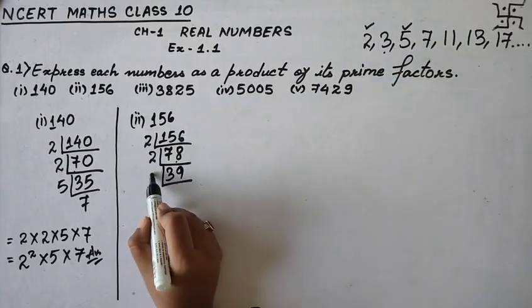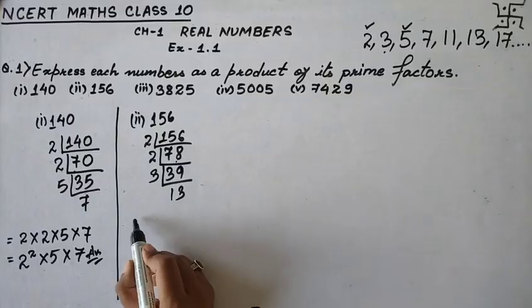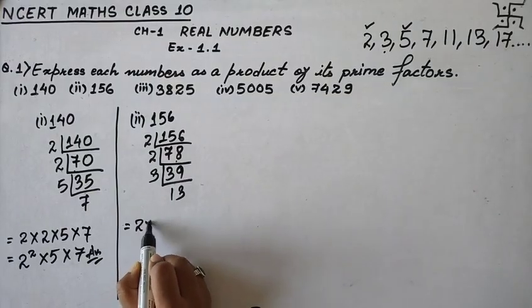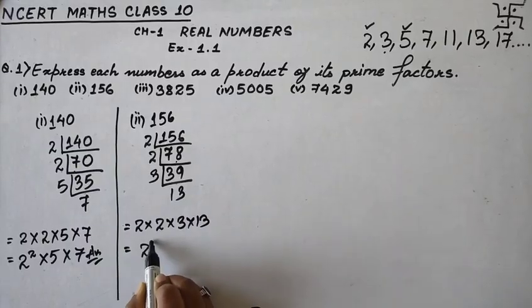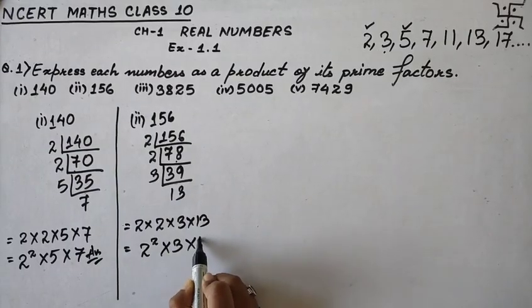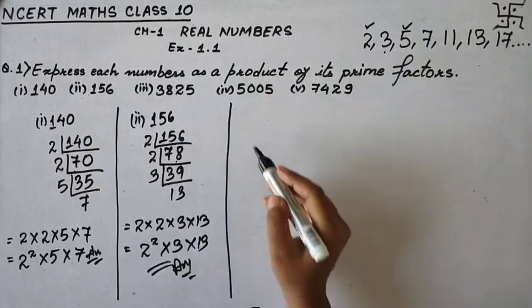And since 39 is divisible by 3, we have 13. Now 13 itself being a prime number, we will stop over here. What we get in the answer is 2 into 2 into 3 into 13. That is 2 square into 3 into 13 is your answer. Moving on.